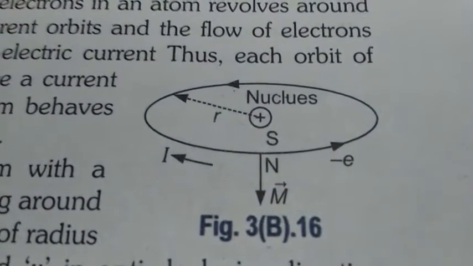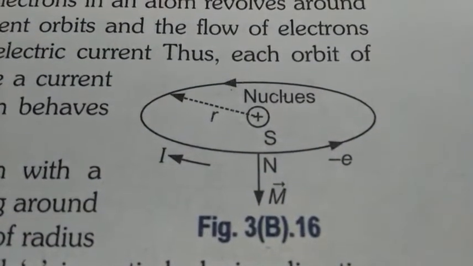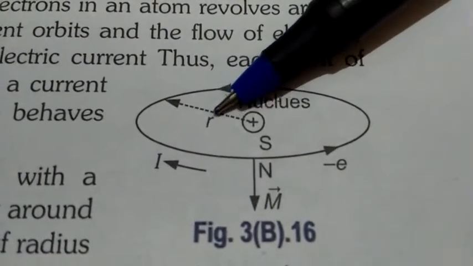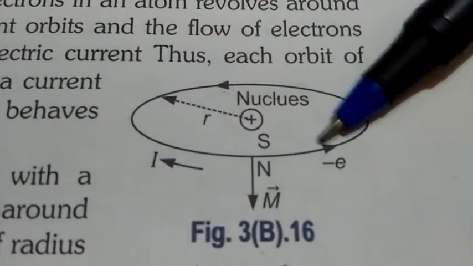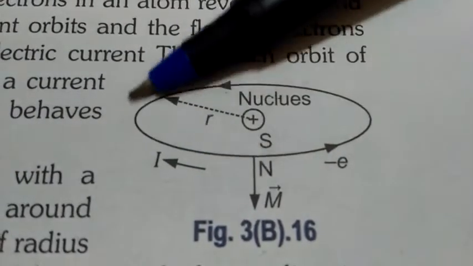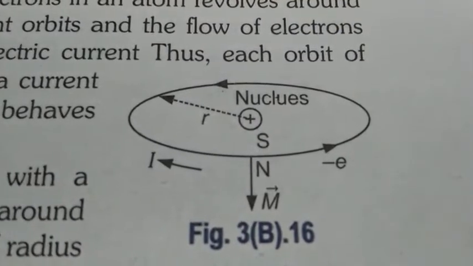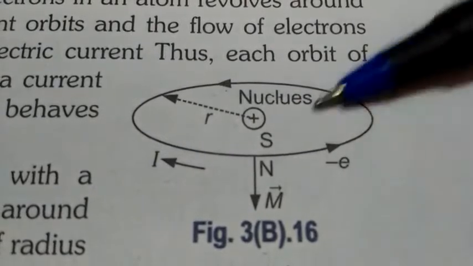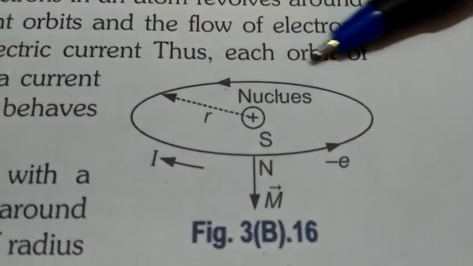So around the nucleus one electron is revolving in an orbit, and the radius of that orbit is r. Here you can see it is given by r. If the electron is revolving in the anti-clockwise direction, the direction of current will be in the clockwise direction. Is it clear, students? The direction of current is opposite to the direction of flow of electron. So if the electron is moving anti-clockwise, the current will be clockwise.